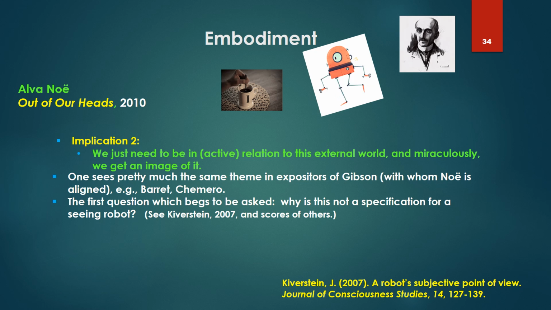This is precisely, for example, what Kiverstein in the Journal of Consciousness Studies in 2007 argued for strenuously. All we have to do is put the robot in active relationship with the environment, and voila, we get the image of the external world. The robot sees the coffee cup. And there are scores of others that hold this.